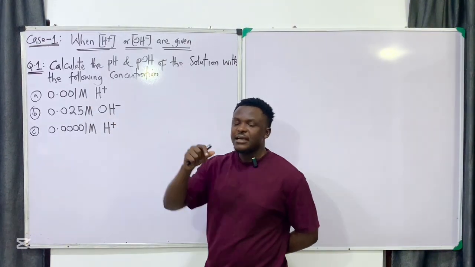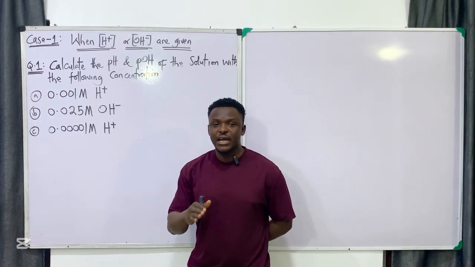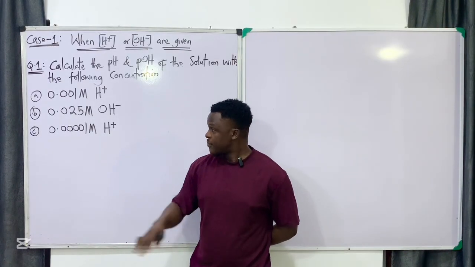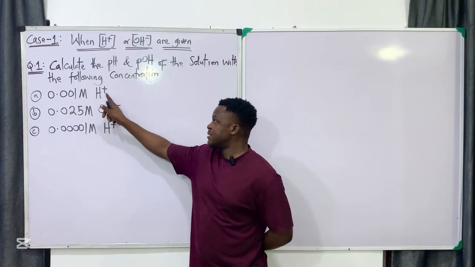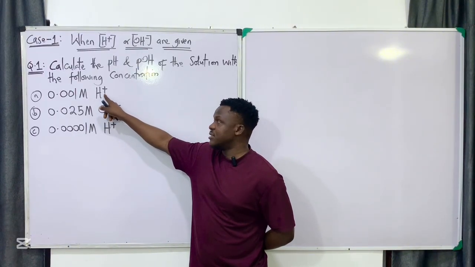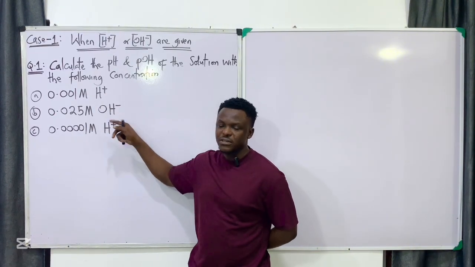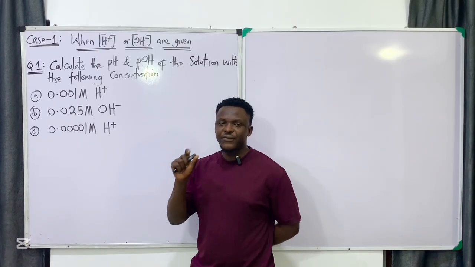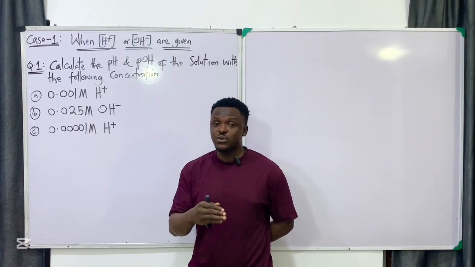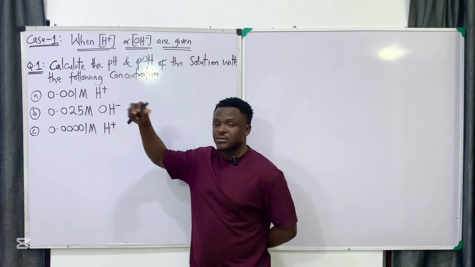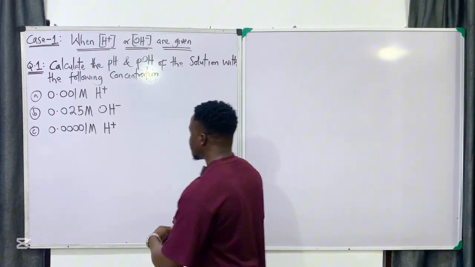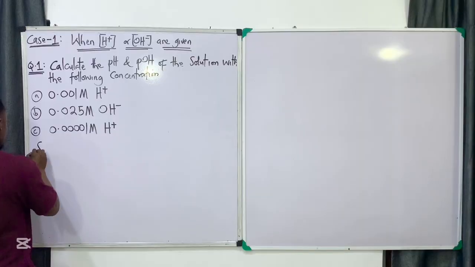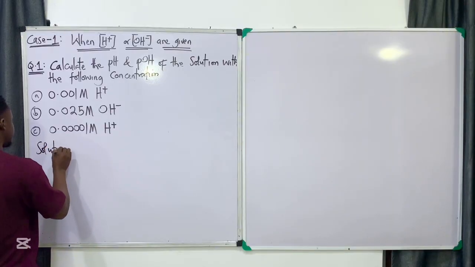Remember I said H plus stands for hydrogen ion. OH minus stands for hydroxide ions. Now this particularly is found in an acid and this is found in a base. Alright, so they gave it to us directly. All we just have to do is to use these values, insert into the formula for pH, and we get our answer. So I'll start by saying, solution.